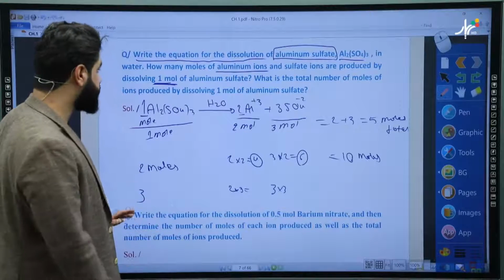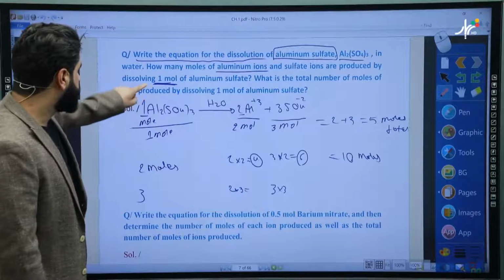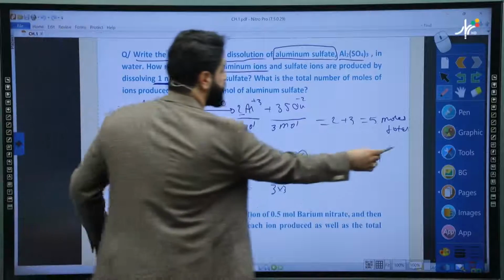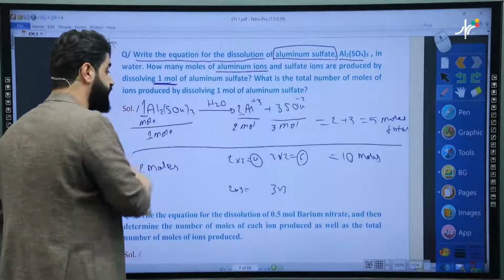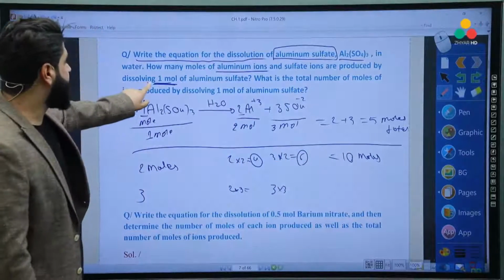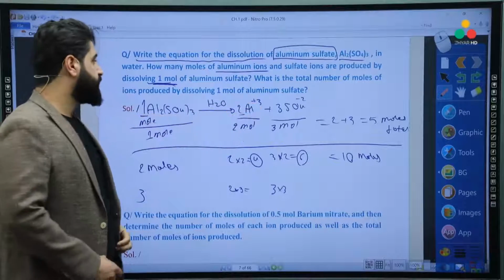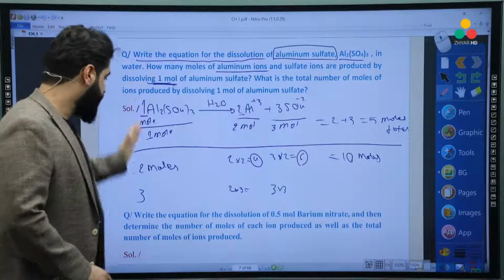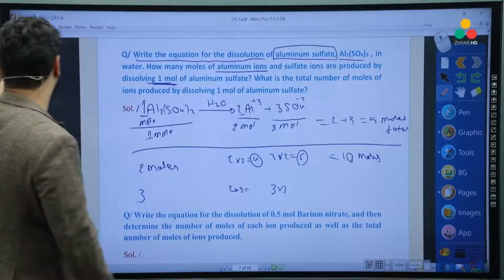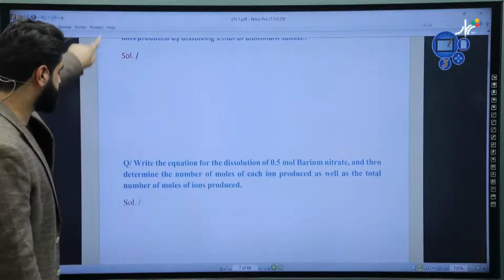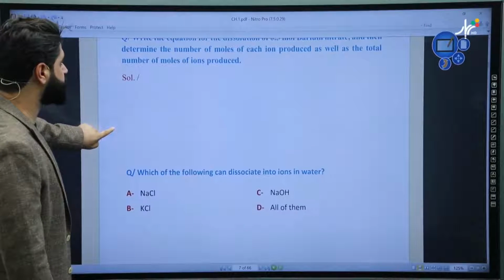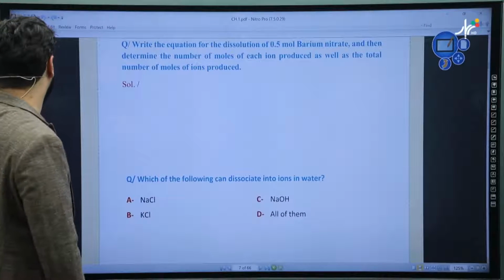Now I think you understand why we finished right there: because the question asked for 1 mole. No more. What if it's more than 1? We have to make that kind of calculation. Okay, another question.